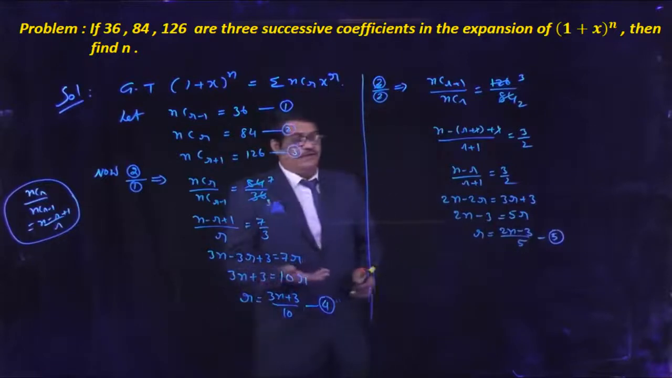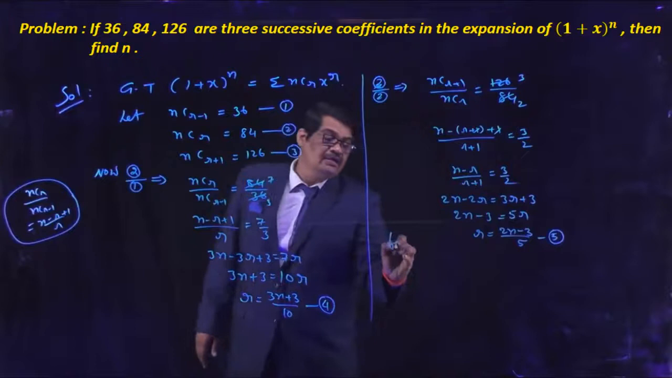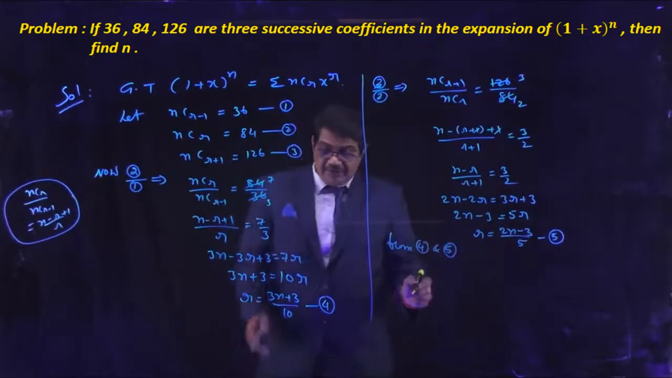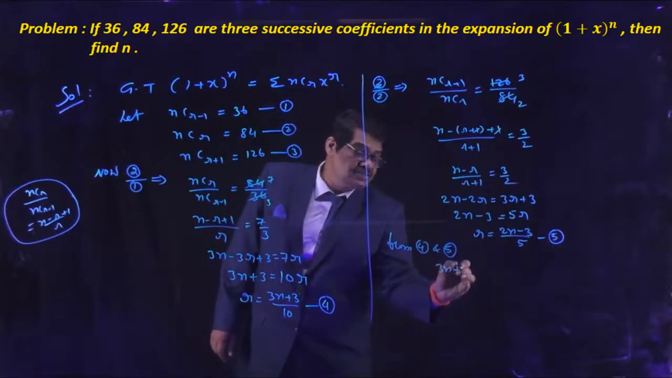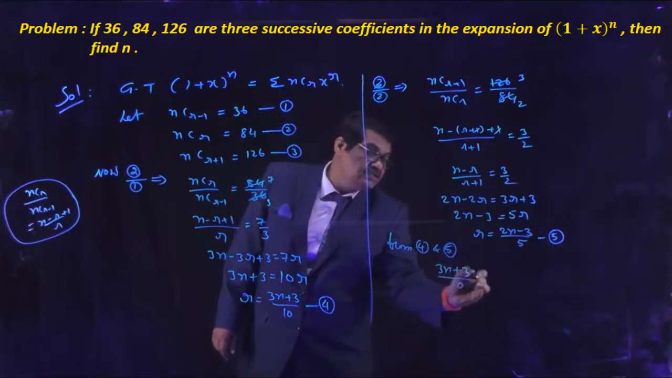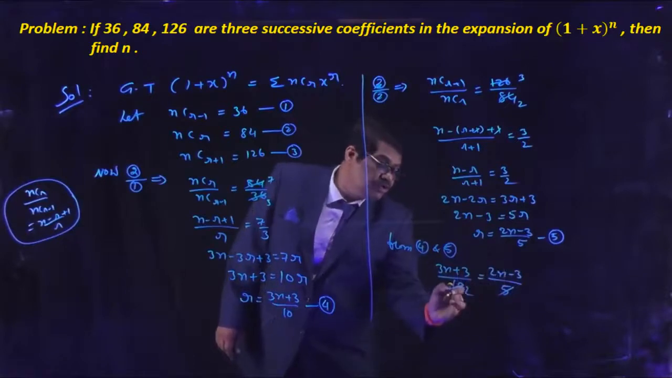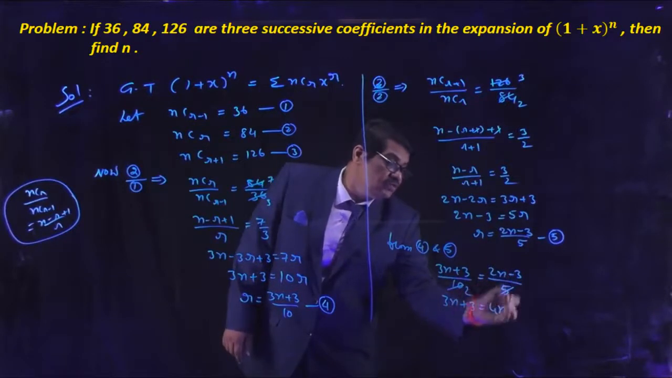From 4 and 5, the LHS are both the same, so we equate the RHS. That is (3n + 3)/10 = (2n − 3)/5. Here 5 twos are 10, so the 2 is moving to that side. Then 3n + 3 = 2 into 2, that is 4n, and 2 into 3, 6.